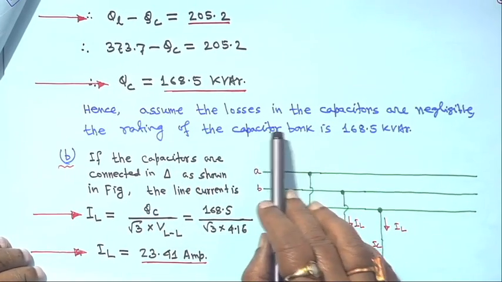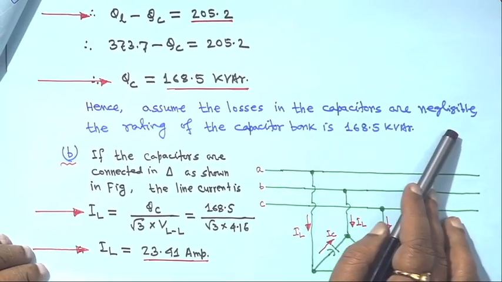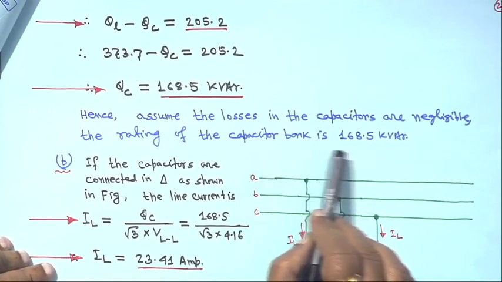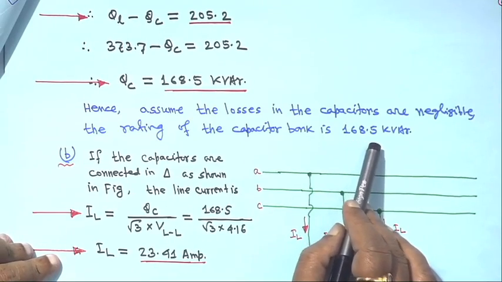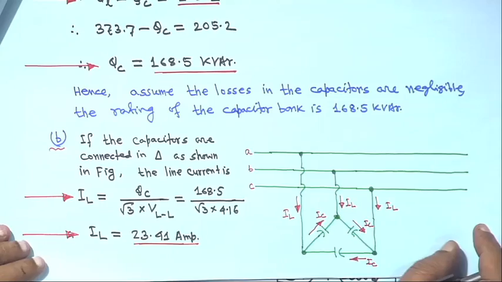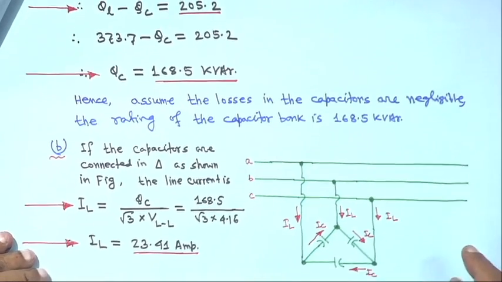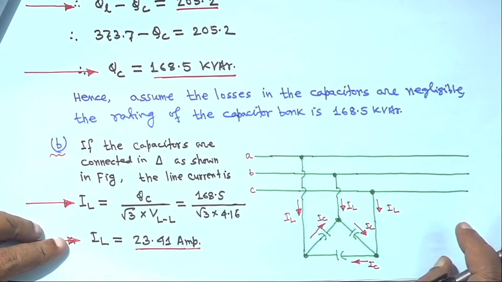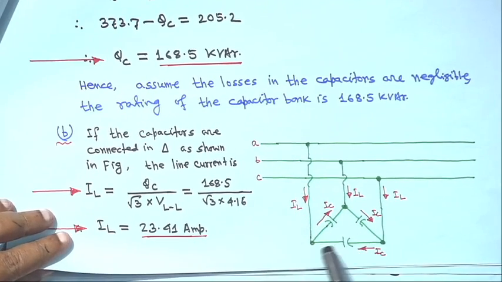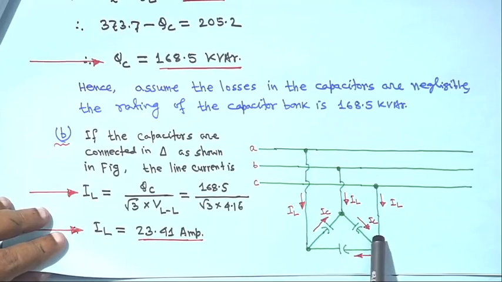Now, assume the losses in the capacitors are negligible. Suppose there is no loss in the capacitor, therefore the rating of the capacitor bank will be 168.5 kilovar. Now, you find out the value of capacitance C if the capacitors are either delta connected or star connected. So, this is the 3 phase line A, B, C phase, and we are taking the capacitors delta connected first.